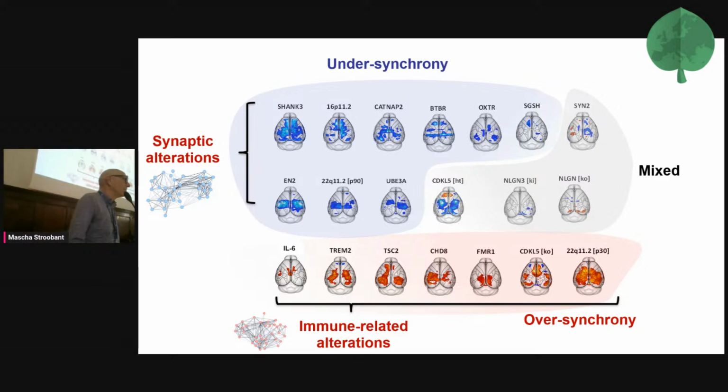I was wondering how specific is oversynchrony and undersynchrony for autism? Do you see it also sometimes in people without symptoms of depression or schizophrenia? Very, very good question. It's not specific to autism at all. These are just general alterations that we can decode now well. And yeah, that's exactly one of the points.